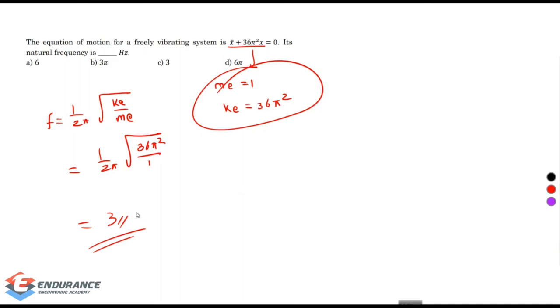So 3 in terms of hertz. Then the correct answer was 3 hertz.